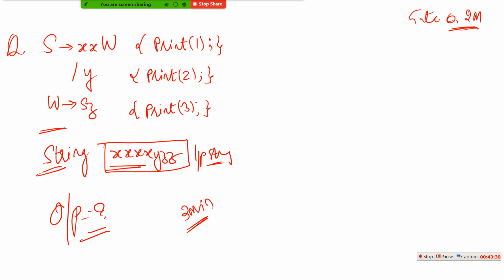So guys, are you trying this problem? Has anybody got the answer? What is the output of this program? What is the output of this SDT while traversing this string? You can apply top-down parsing, guys. You can apply top-down parsing, no problem.